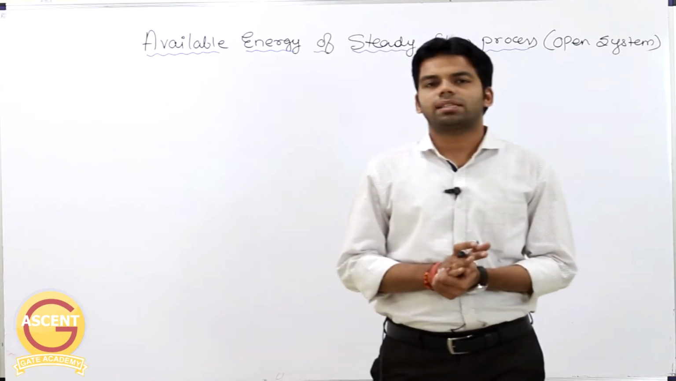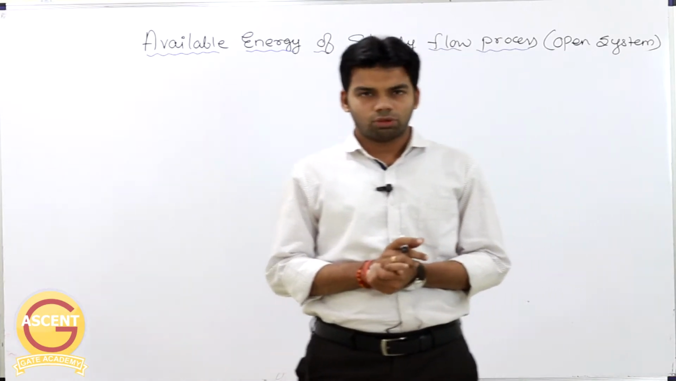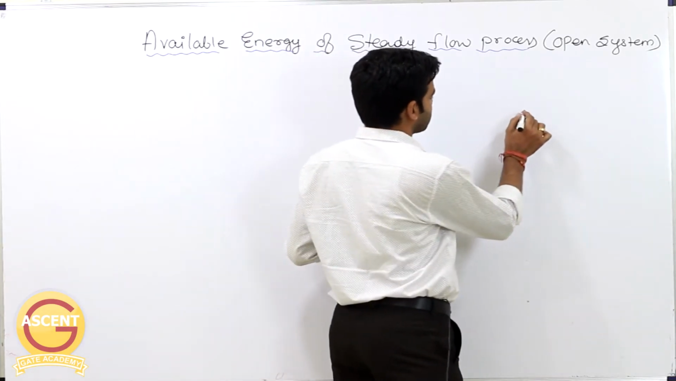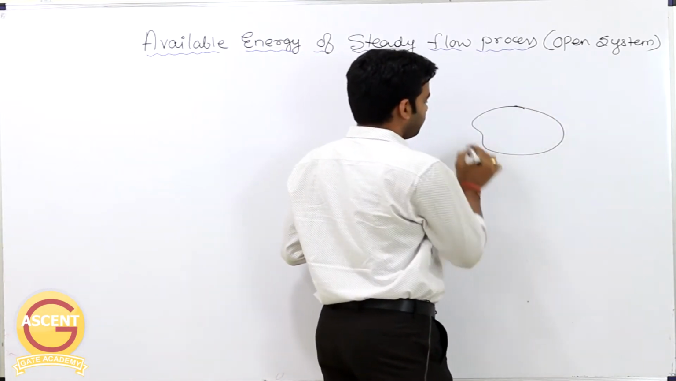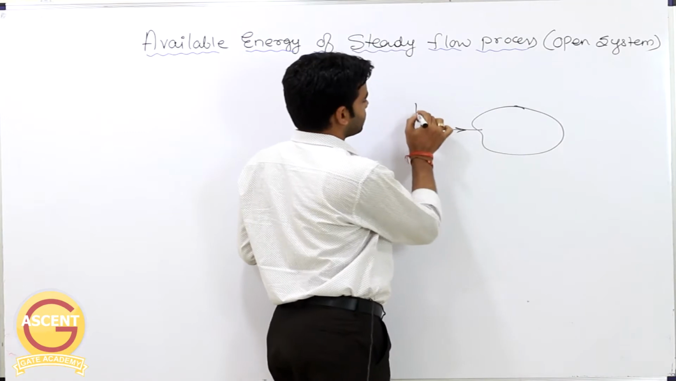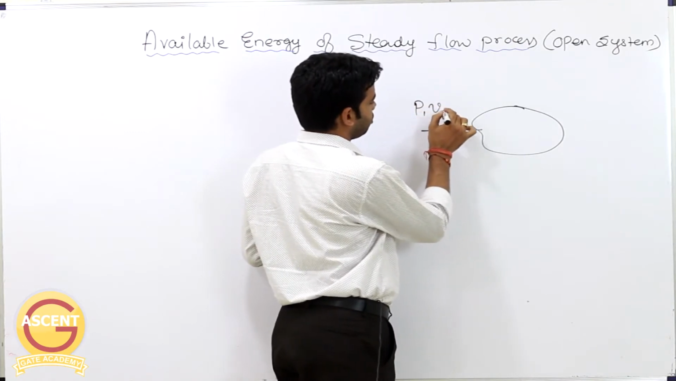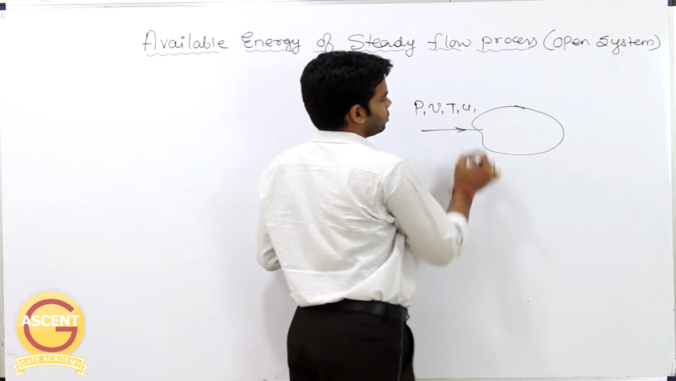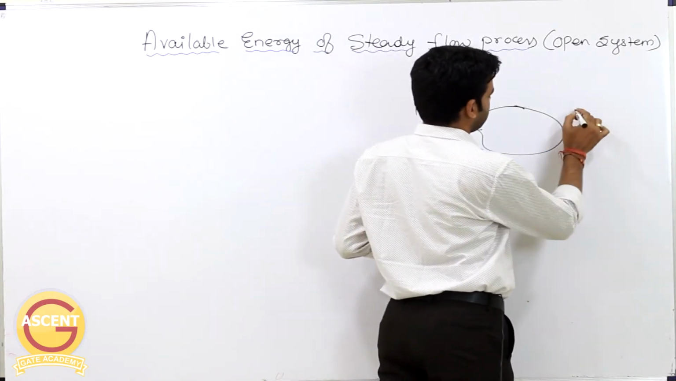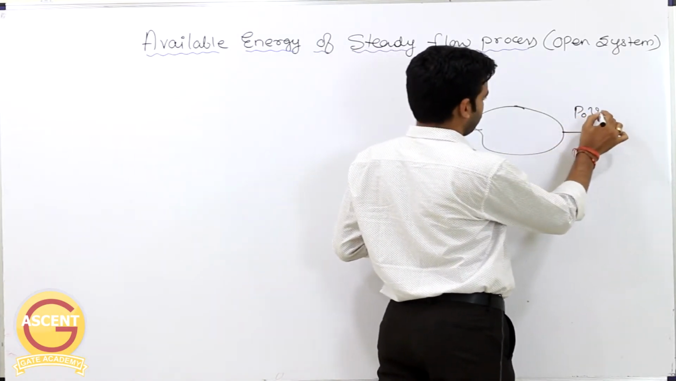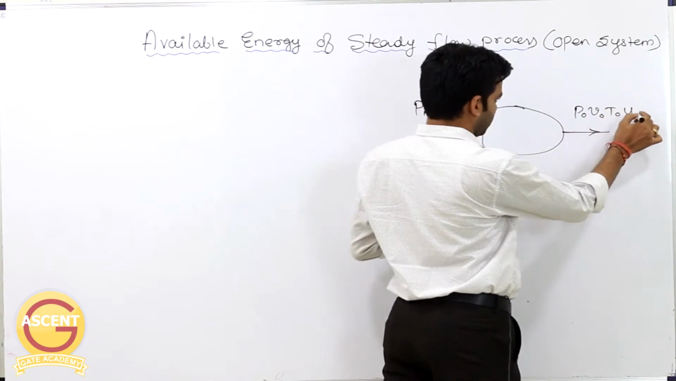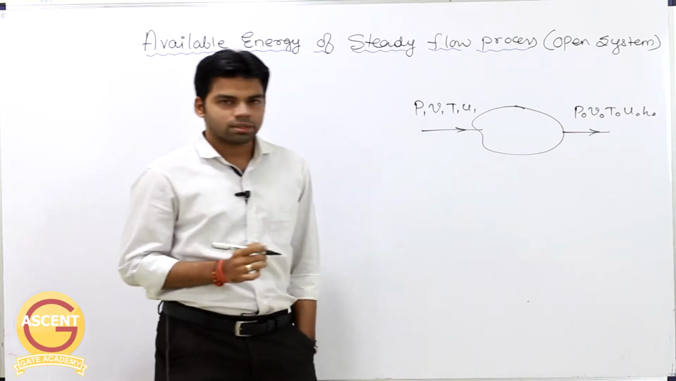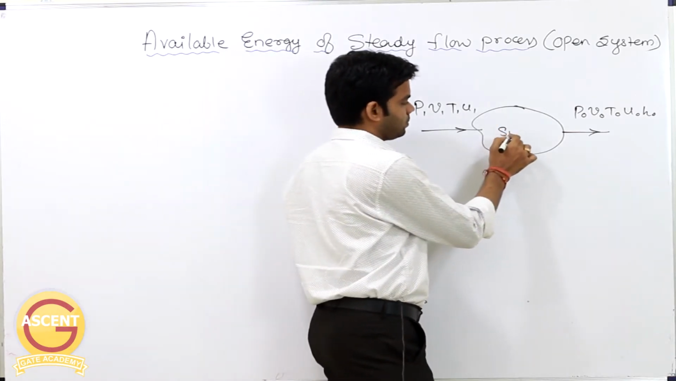Next is available energy, or availability, of a steady flow process or open system. Let's suppose we have an open system. The initial condition is pressure P1, volume V1, temperature T1, internal energy U1. The final condition is pressure P0, volume V0, temperature T0, internal energy U0, enthalpy H0 and so on. Getting this? Okay, this is our open system.